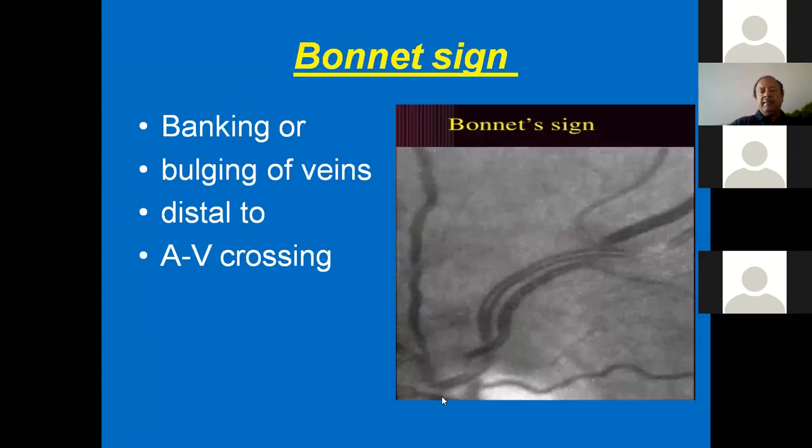Next sign is Bonnet sign. Bonnet sign means banking or bulging of veins distal to the arteriovenous crossing. Now you can see this is the retinal artery and this is the vein. You can see bulging of the vein distal to the arteriovenous crossing. Bulging of vein. This is Bonnet sign.